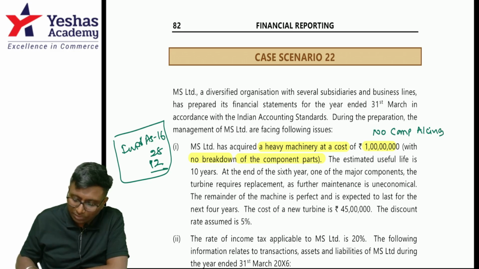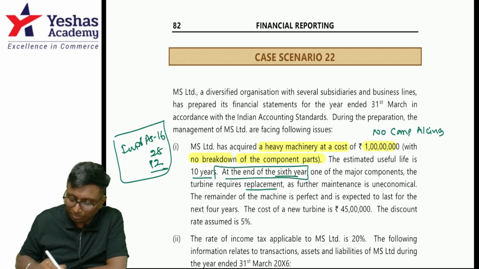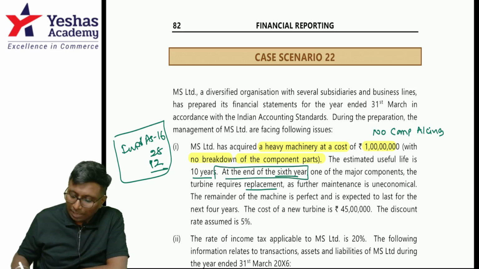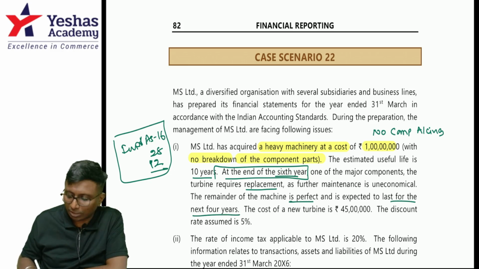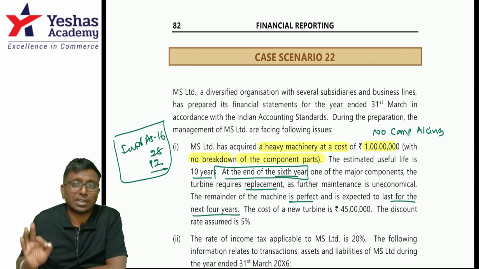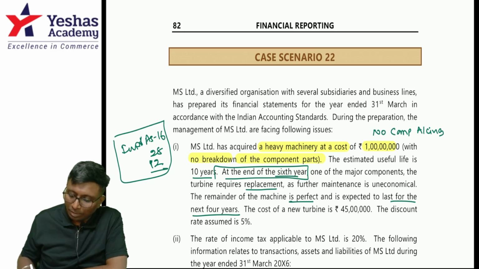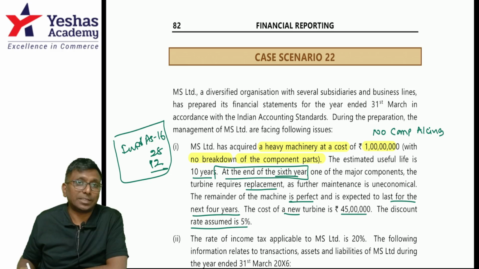The estimated useful life is 10 years. At the end of the sixth year, one of the major components of the turbine requires a replacement, as further maintenance is uneconomical. The remainder of the machine is perfect and is expected to last for the next 4 years. The cost of the new turbine is 45 lakh rupees. The discounting rate is assumed to be 5%.